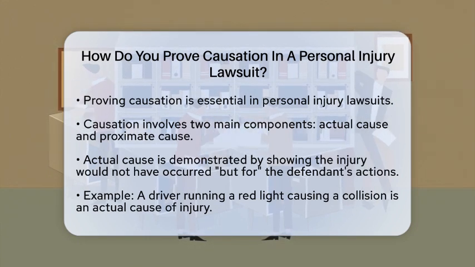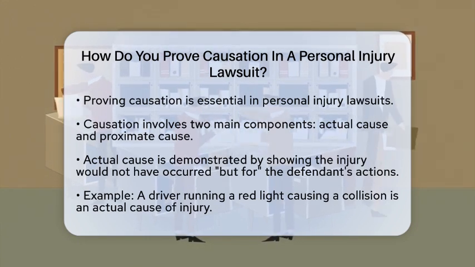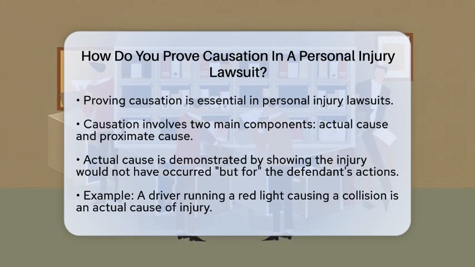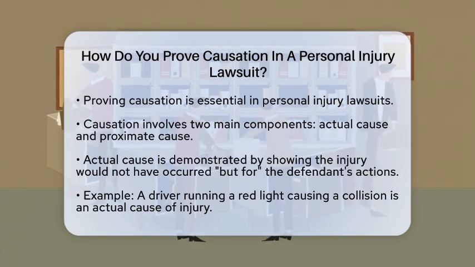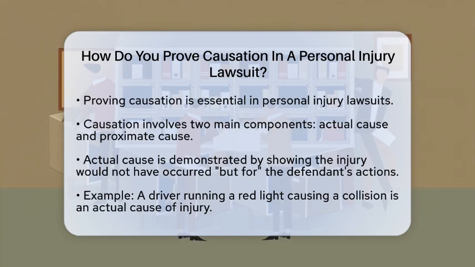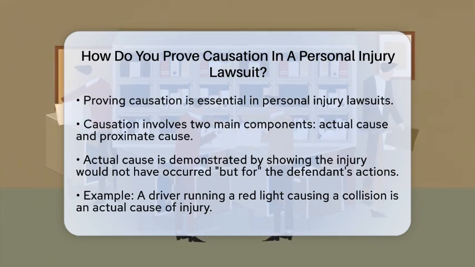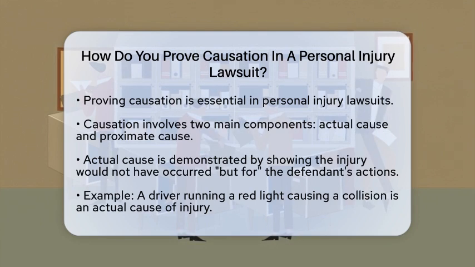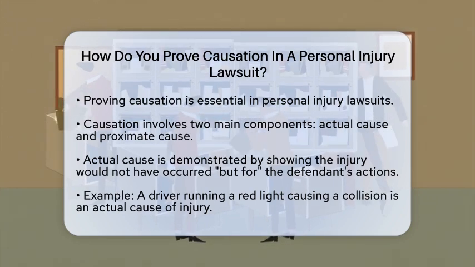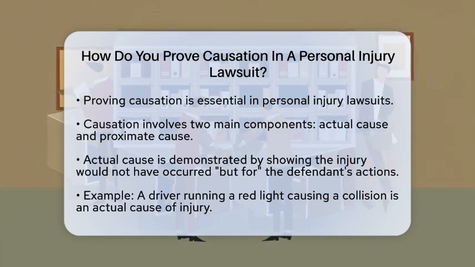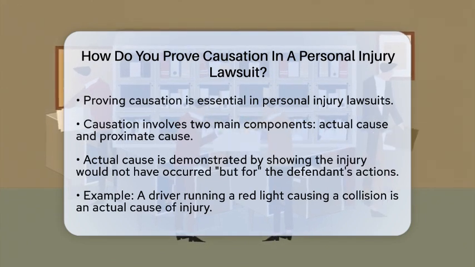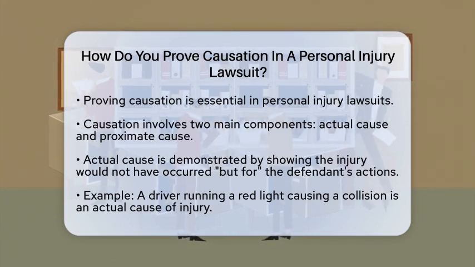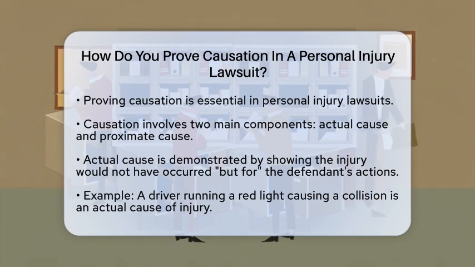To establish causation, you need to show a clear link between the actions of the defendant and the injury you sustained. This involves two main components: actual cause and proximate cause. First, let's talk about actual cause, also known as cause in fact. You must demonstrate that your injury would not have happened but for the defendant's actions. This means if the defendant had acted differently, your injury would not have occurred.